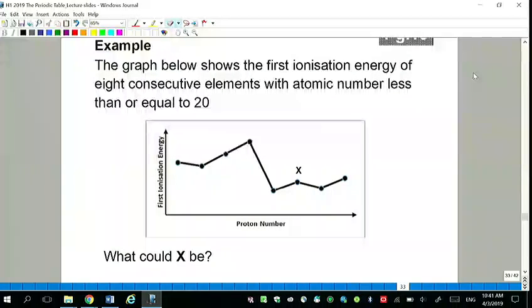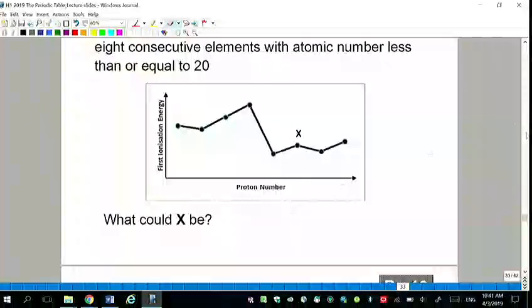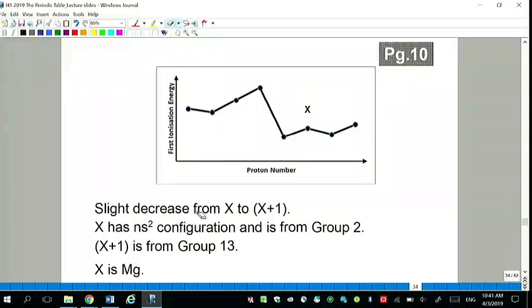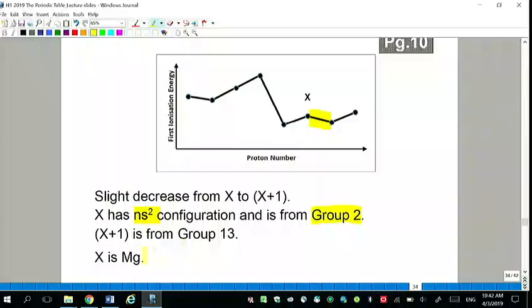Okay, so what could X be? For this trend, you can see that there's a slight decrease from X to X plus 1. This is the slight decrease that we are talking about. For the general trend across the period, there should be two slight decreases, and this should be the first slight decrease. So I can guess that X will have an ns2 configuration. It should be from group 2. So that is why X is magnesium.